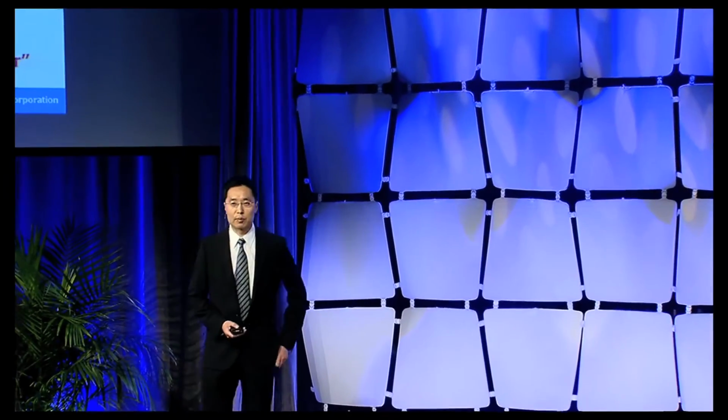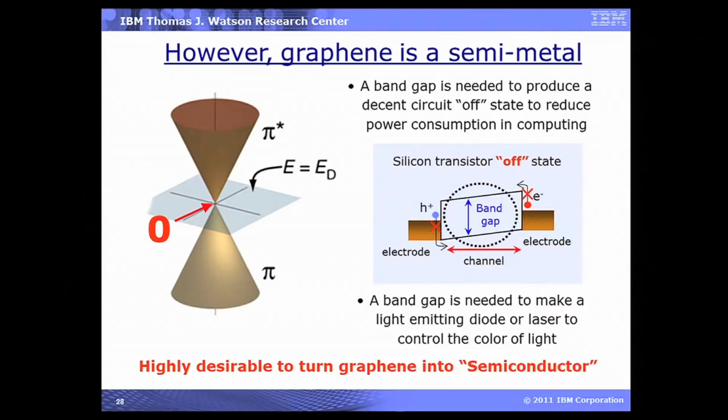However, despite all these impressive properties, there's one problem with graphene, which is that graphene is a semi-metal. As we all know, our information technology is based on the semiconductor industry. So if we want to make graphene more useful, we have to turn graphene from a semi-metal into a semiconductor. The reason is also very simple. For example, if you want to make a transistor, you want to turn it on and off.